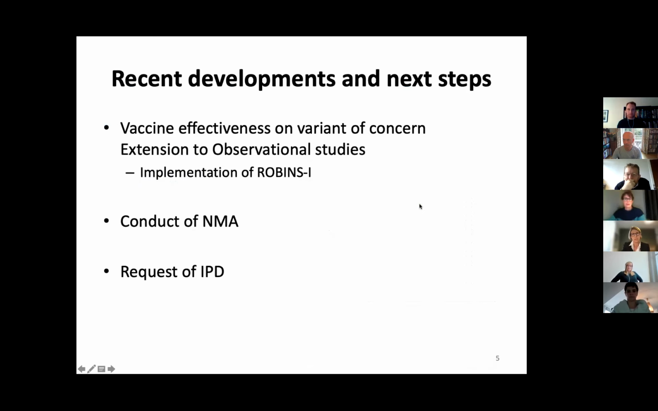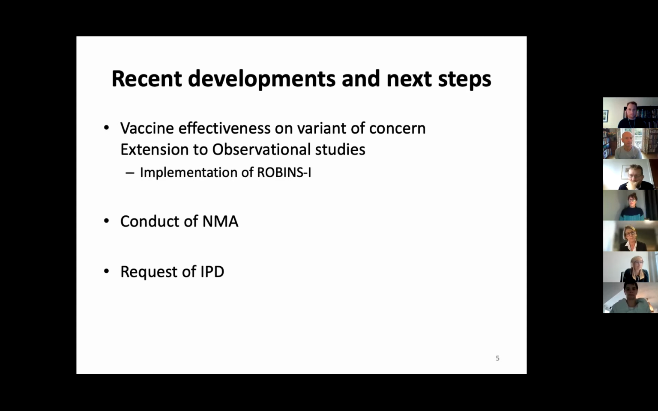We initially decided to focus only on randomized controlled trials, but upon the request of the WHO, we recently decided to extend, for a short time, to observational studies to assess vaccine effectiveness on variants of concern. For this, we set up a protocol and also decided to implement ROBINS-I, with a strong collaboration with Julian and his team, who were developing ROBINS-I and also allowed some development for case control studies.